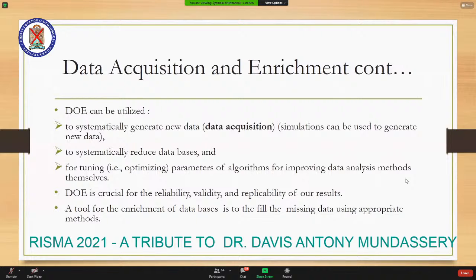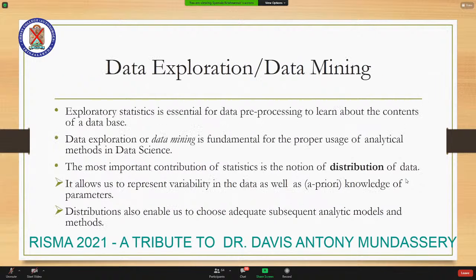Now, the tool for enrichment of the database is to fill in the missing data using an appropriate method. There are several methods available for missing data. Some people use principal component analysis or regression. There are different ways, so we can use those tools for enrichment purposes. The next step, I think the third block, was data exploration and data mining.